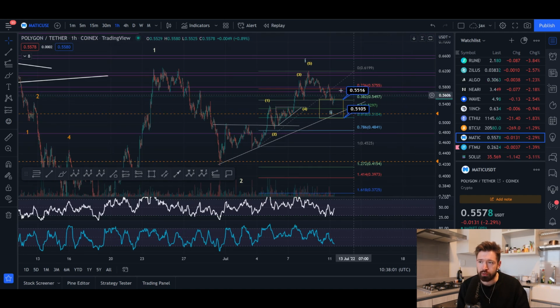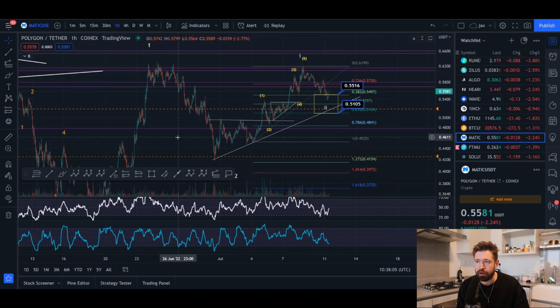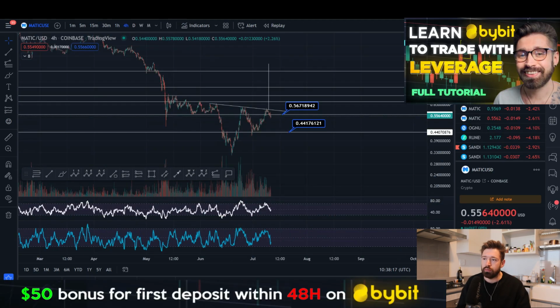If we come all the way down and we lose 48 cents, the wave count is less likely in my opinion, and we may be looking at a large double top pattern. But we have a beautiful uptrend for Matic, so if we can hold this ascending support line, I do think we could see continuation to the upside depending on Bitcoin and Ethereum, of course.